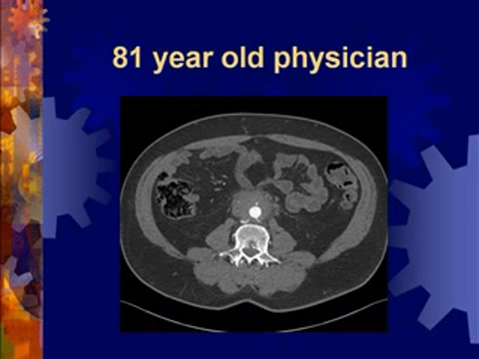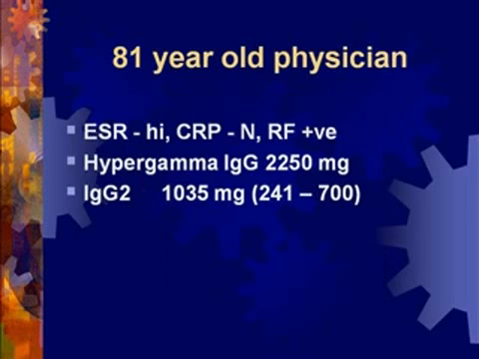Laboratory tests revealed a high ESR and CRP, but a positive rheumatoid factor, hypergammaglobulinemia, with IgG being quite high. IgG4 was done, and it was also increased to 571 milligrams per cent.